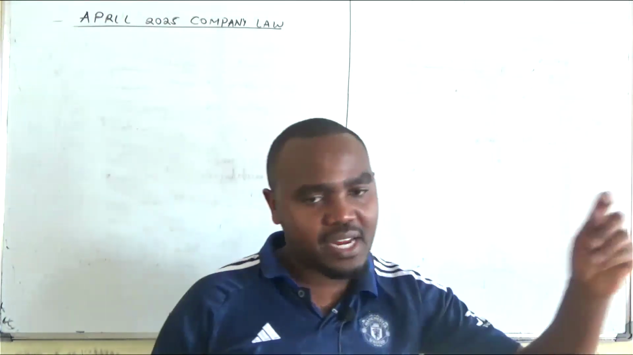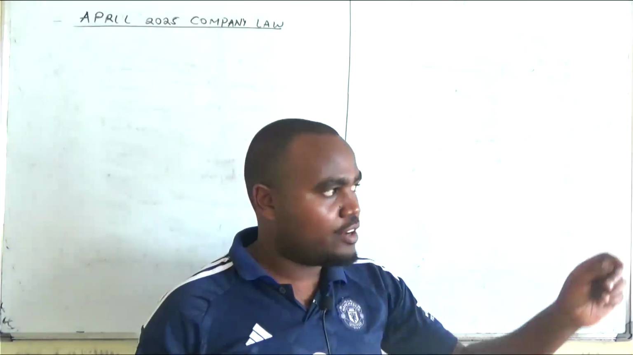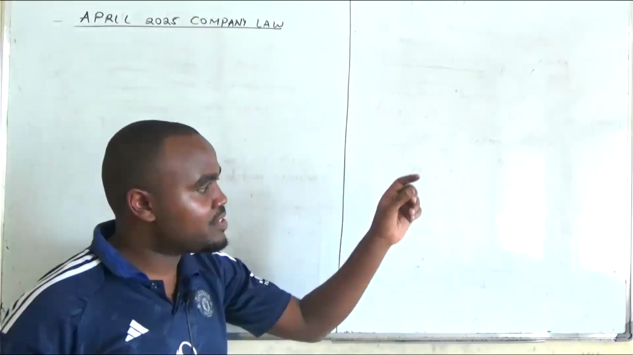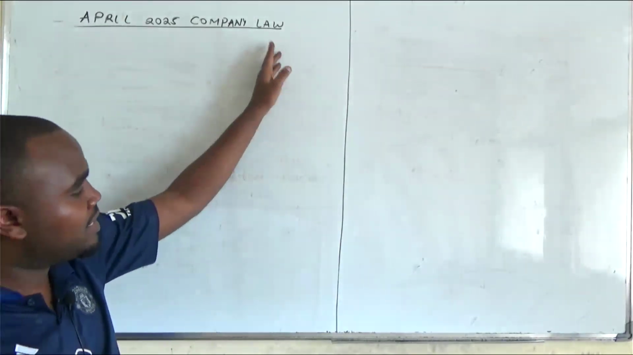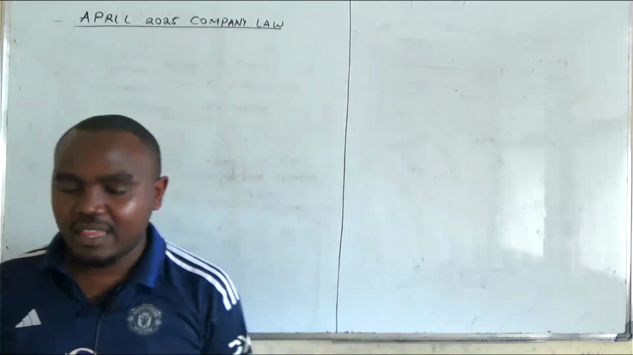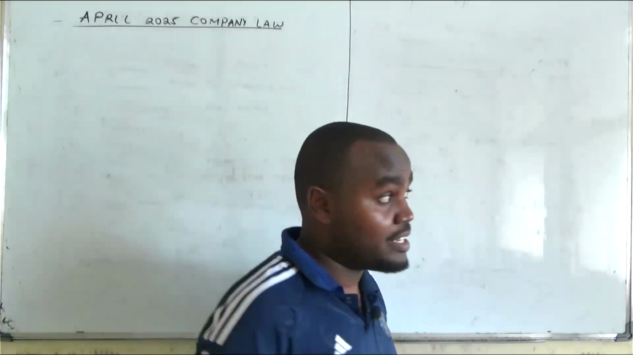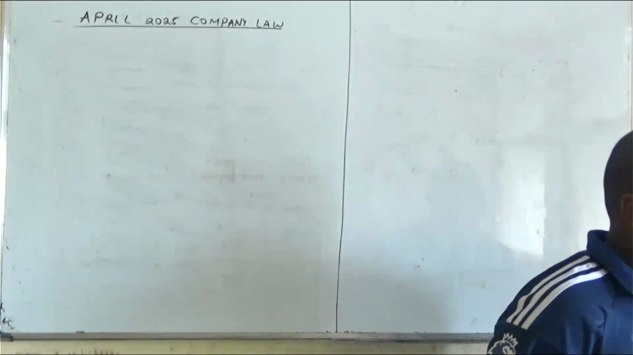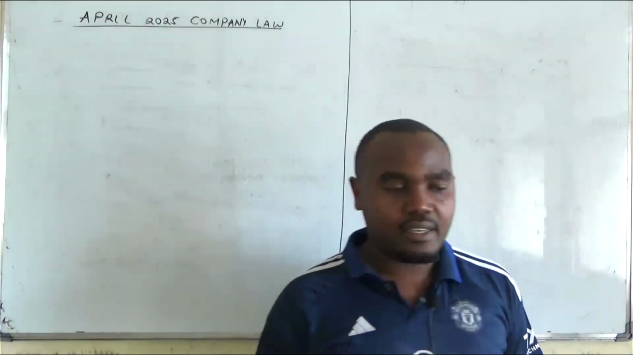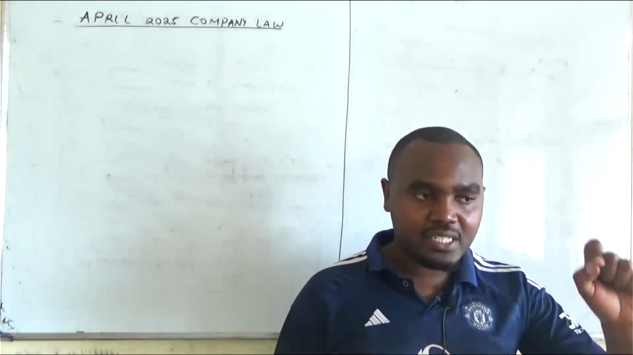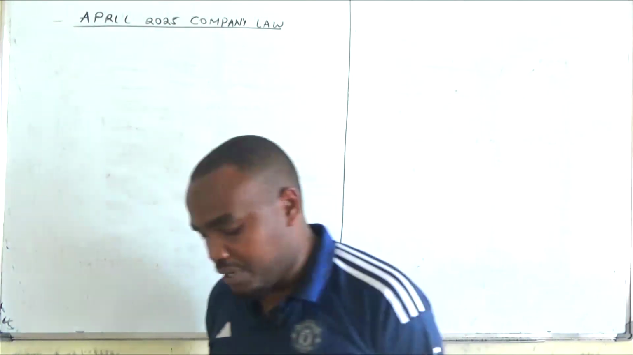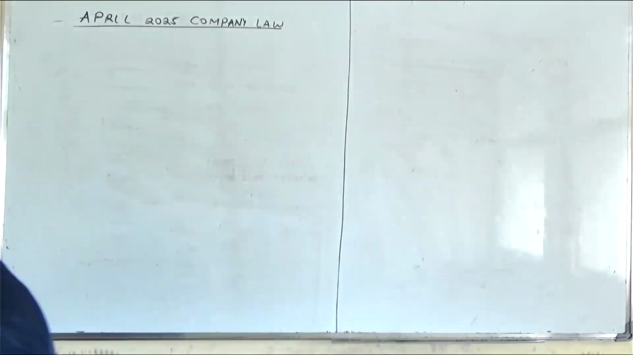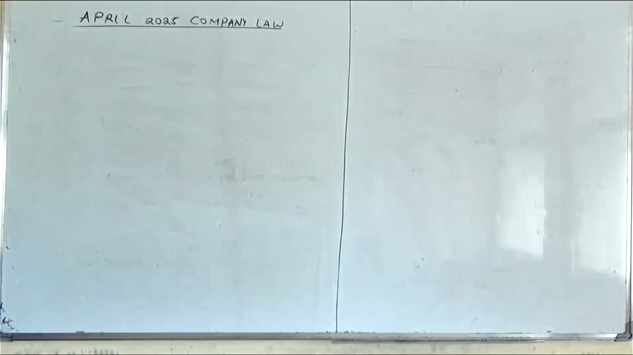Don't give us paragraphs. For most of these theory papers, ensure you distribute your answers very well. Question 1, the entire question, you have done at the foundation level. Continue doing the same. I do not want to see paragraphs in a company law paper. Just give a point and a simple explanation on the same. So let us discuss.